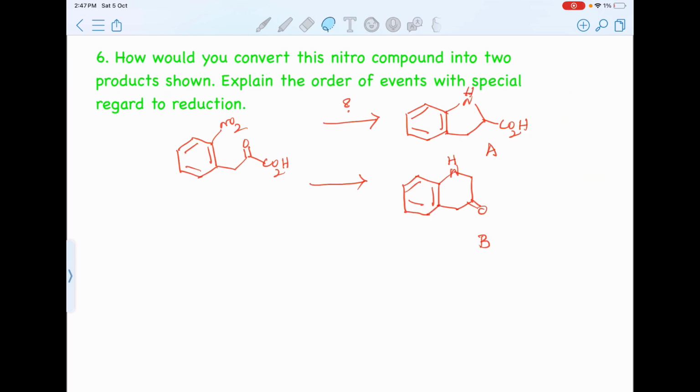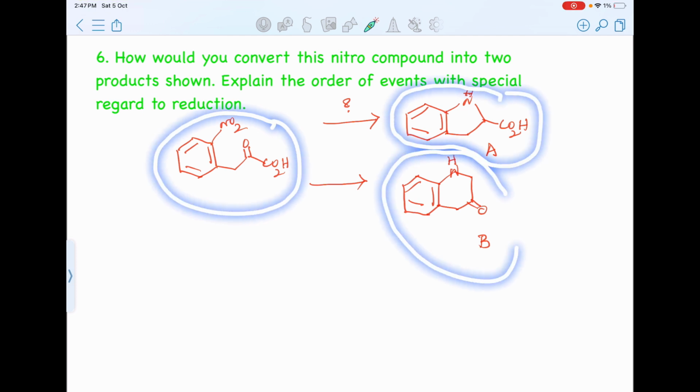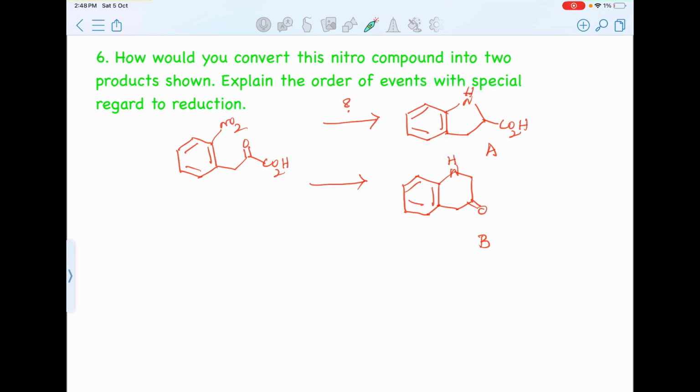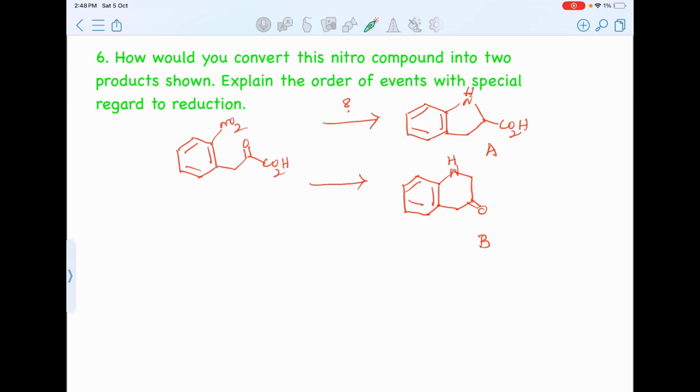So the next reaction is how would you convert this nitro compound into the products shown below. This is A and this is B. So let us look at the preparation of A from the starting material, that is the nitro compound. So the first step is we have to reduce the nitro compound, that is with palladium on charcoal. So that nitro compound is reduced to the amine.